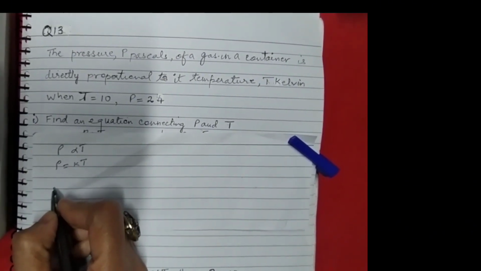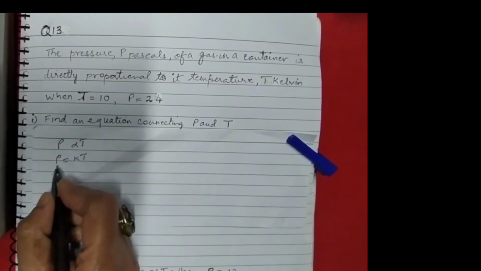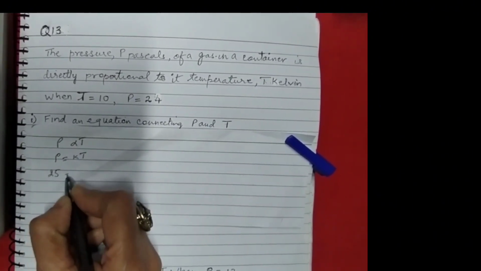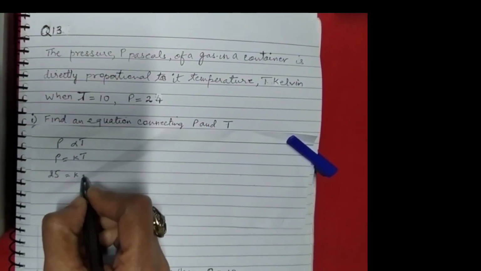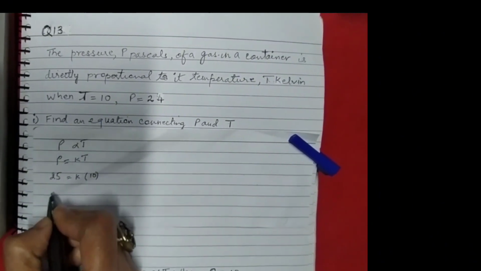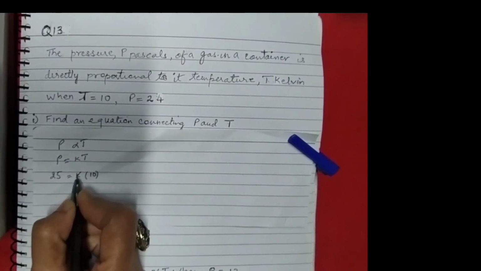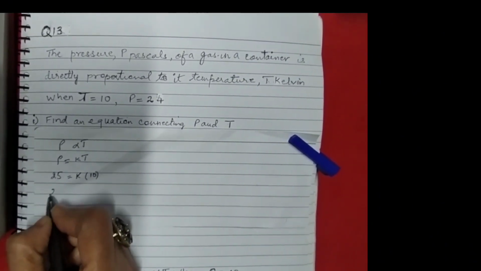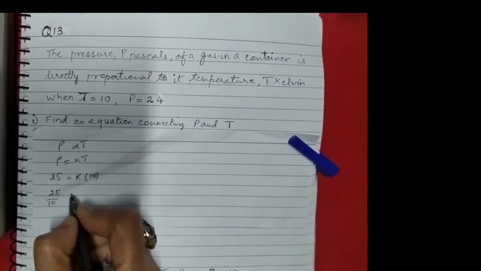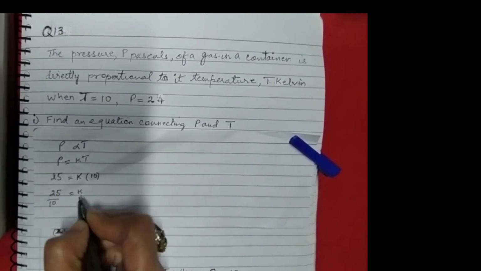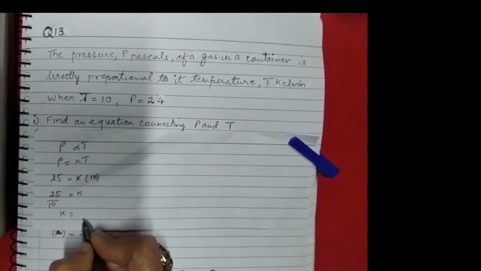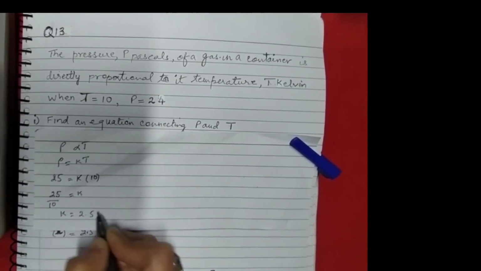Our P is how much? Our P is 25. Our K is unknown. And our T is how much? Our T is 10. So for this, actually we want to know the value of K. So 25 divided by 10. This is your K. So we will write the value of K, that is 2.5.